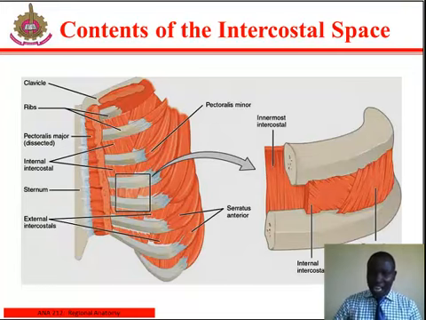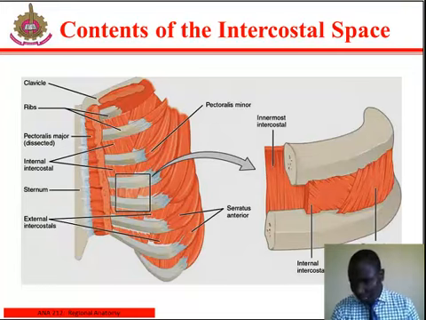The superficial layer is formed by the external intercostal muscles, these fiber bundles oriented inferior anteriorly. Then the middle layer is formed by the internal intercostal muscles, these fiber bundles oriented inferior posteriorly. The deepest layer is formed by the innermost intercostal muscles, similar to internal intercostals.